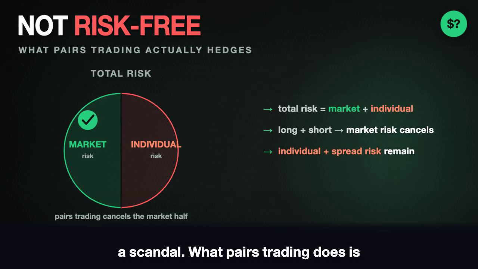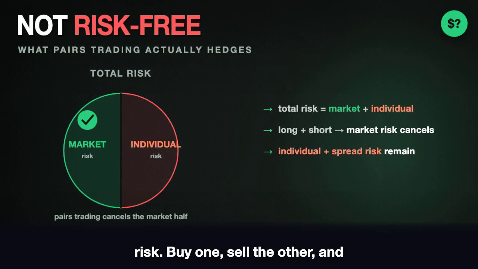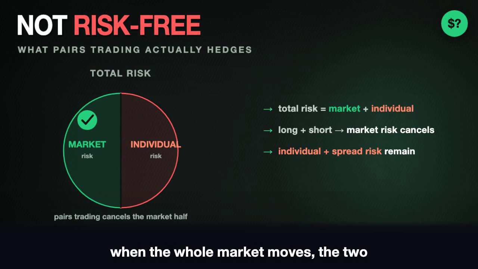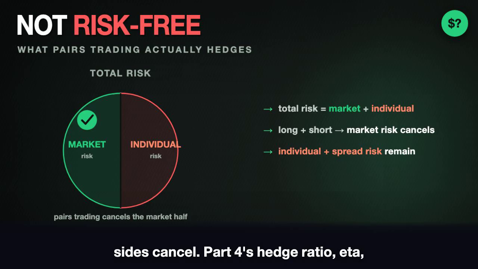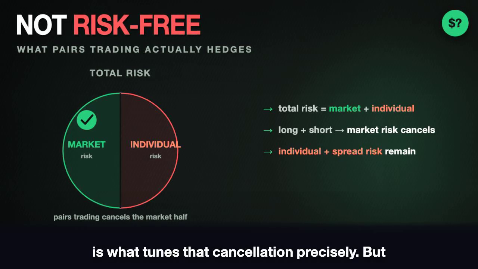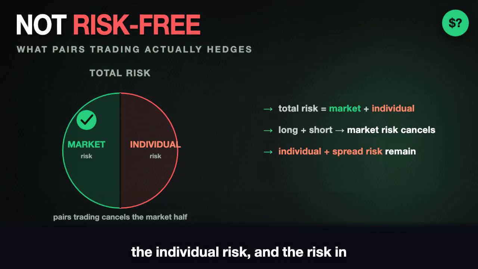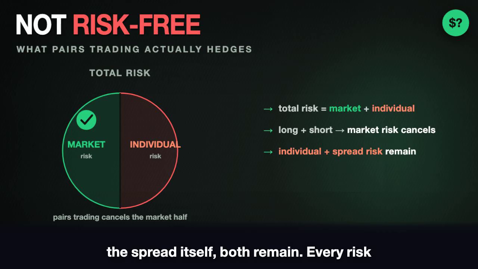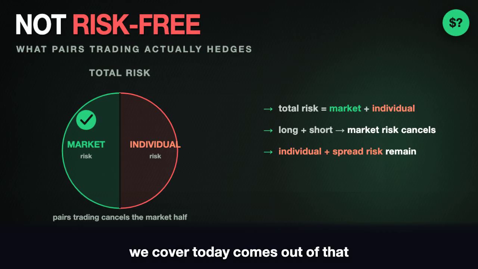What pairs trading does is erase that first layer, the market risk. Buy one, sell the other, and when the whole market moves, the 2 sides cancel. Part 4's hedge ratio, eta, is what tunes that cancellation precisely. But the individual risk and the risk in the spread itself both remain. Every risk we cover today comes out of that leftover layer.